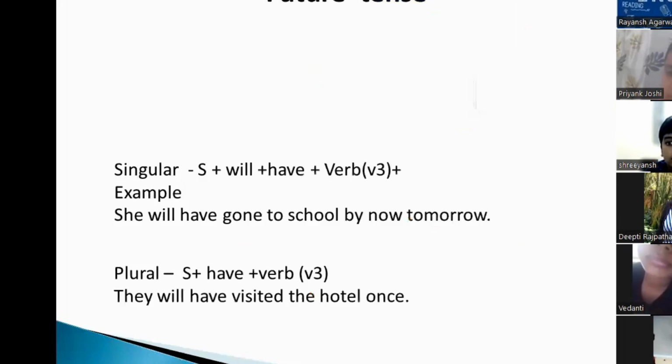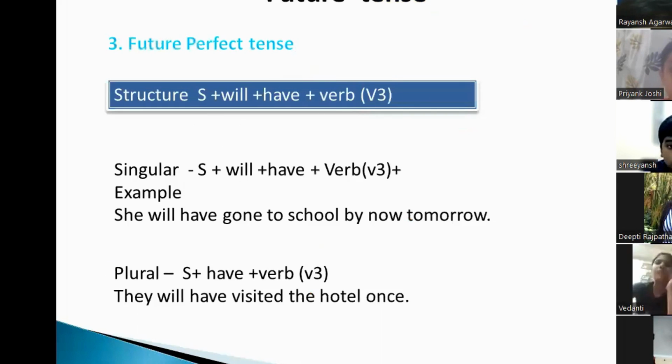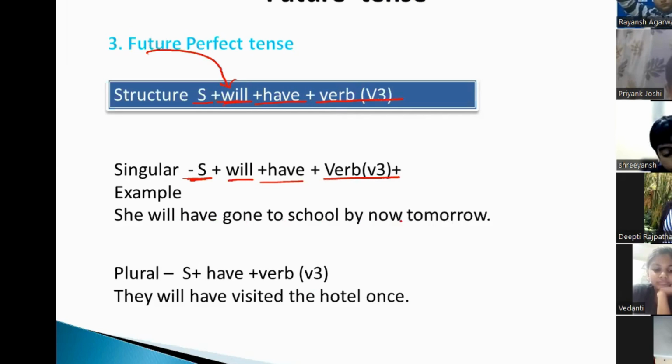Okay. So now let us see the structure for this one. What is the structure? It is subject plus will, as it is future perfect tense. You will definitely have the helping verb will, and then have, one more helping verb, plus the third form of verb. When your subject is singular, the structure is subject plus will plus have plus third form of verb. For example, she will have gone to school by tomorrow. You talk about an action that is going to be completed in the future time.